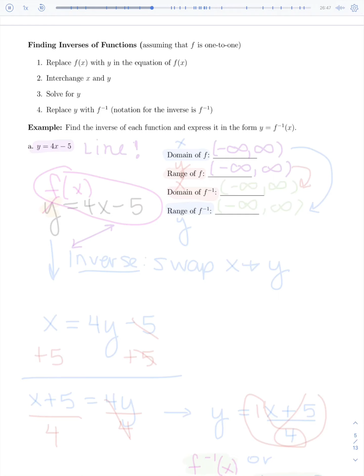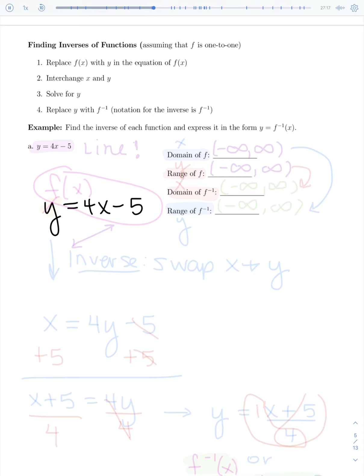Now, here's another example of different types of problems. In the next set of problems, we're going to be given a function, and we want to find its inverse if we can. We also want to find its domain and its range if we can. So, first of all, we have a function in A, which is y equals 4x minus 5, and we want to find its inverse.